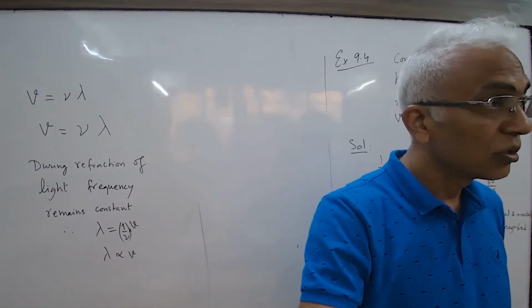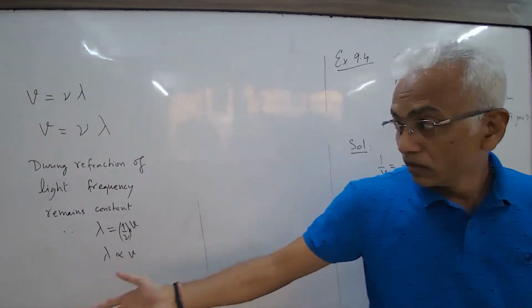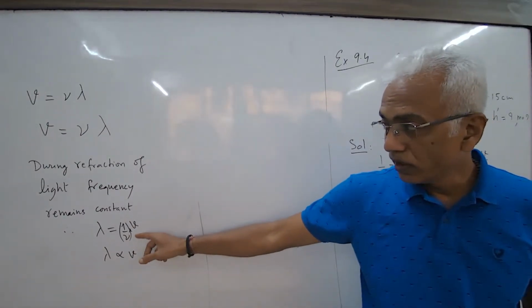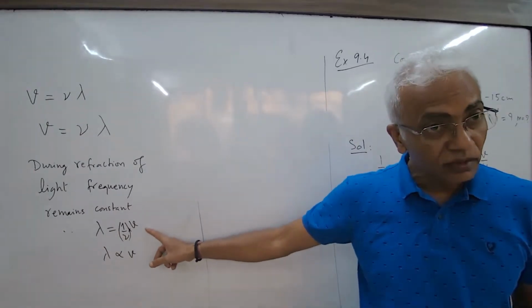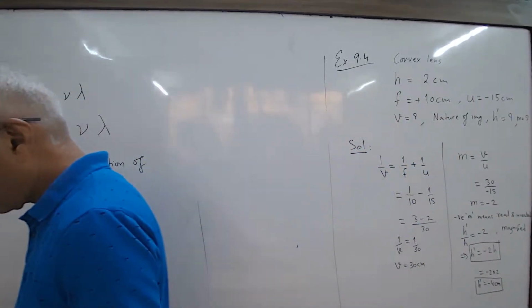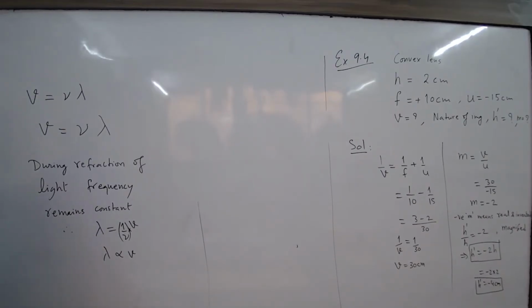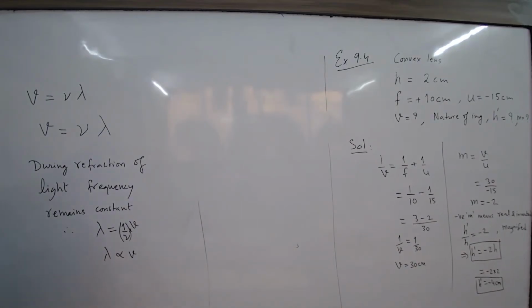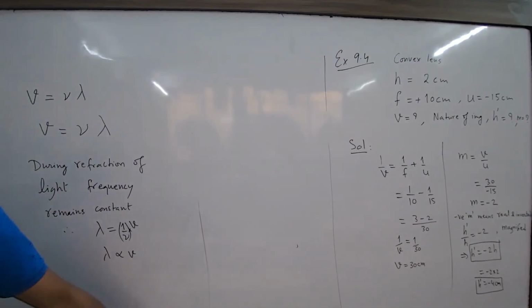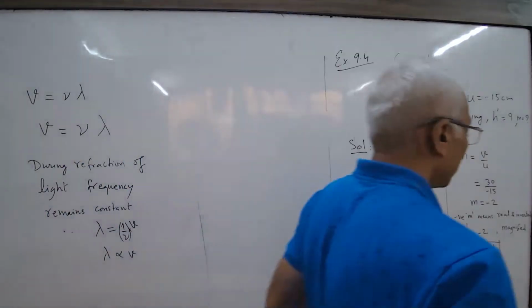But wavelength will change, because now the speed is slowed down. So speed depends on wavelength. The product 1 by nu into V will give you wavelength. And since V is reducing, the wavelength also will reduce. So you have to write the answer: no change in frequency, but wavelength reduces due to reduction of speed of light in the denser medium. So we'll discuss more questions in the next class.